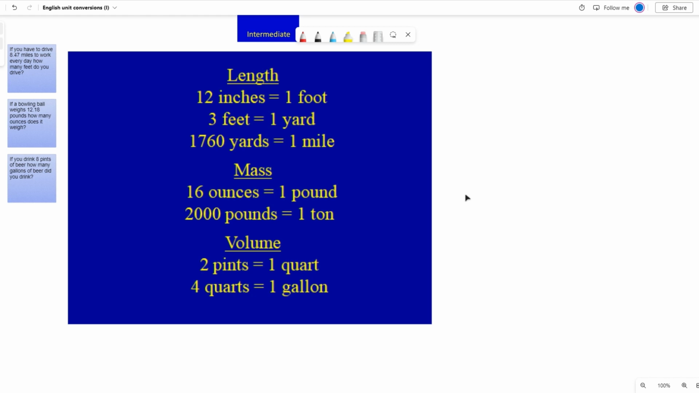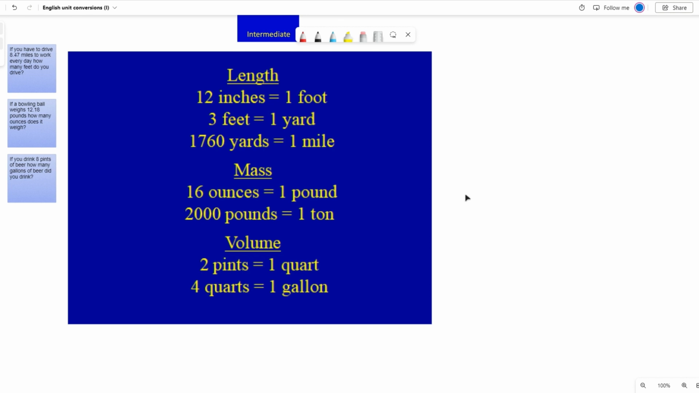Hello, my fellow chemists. In today's video, we're going to take a look at converting within the English system of measurement. This is listed as an intermediate difficulty level video, and that is primarily because it assumes that you have some background knowledge of the factor label system and just converting units within word problems. So that's why it's listed as intermediate.